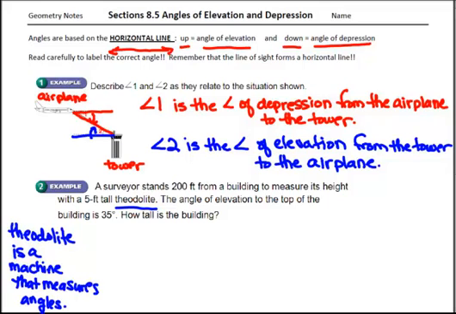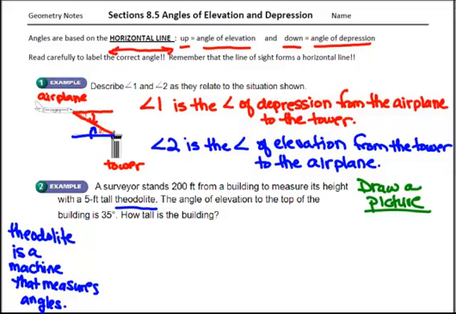It sits on a tripod to make it stable, and it measures angles when you are able to click a button. Surveyors use it. Now once again, this is a word problem, so we are going to draw a picture. Always draw a picture of the situation. A surveyor is standing 200 feet from a building to measure its height.